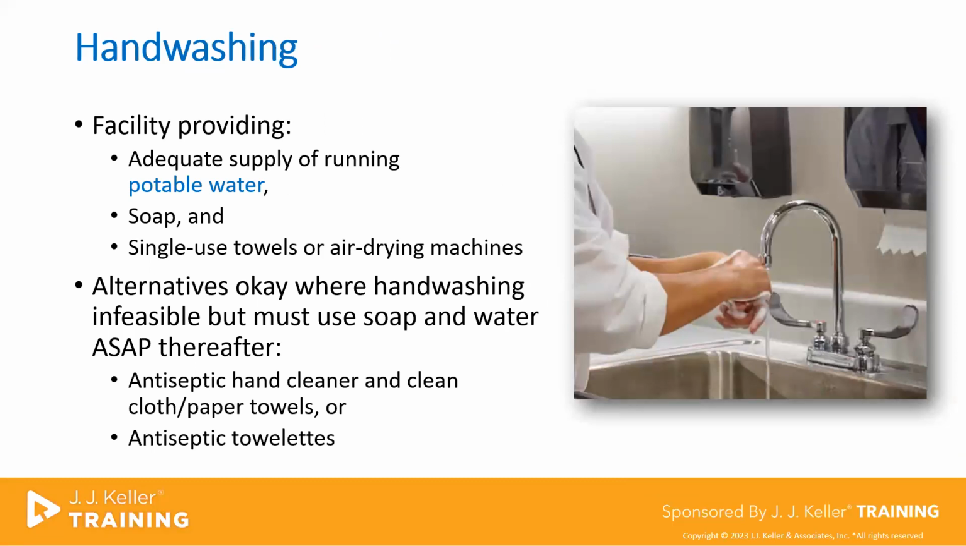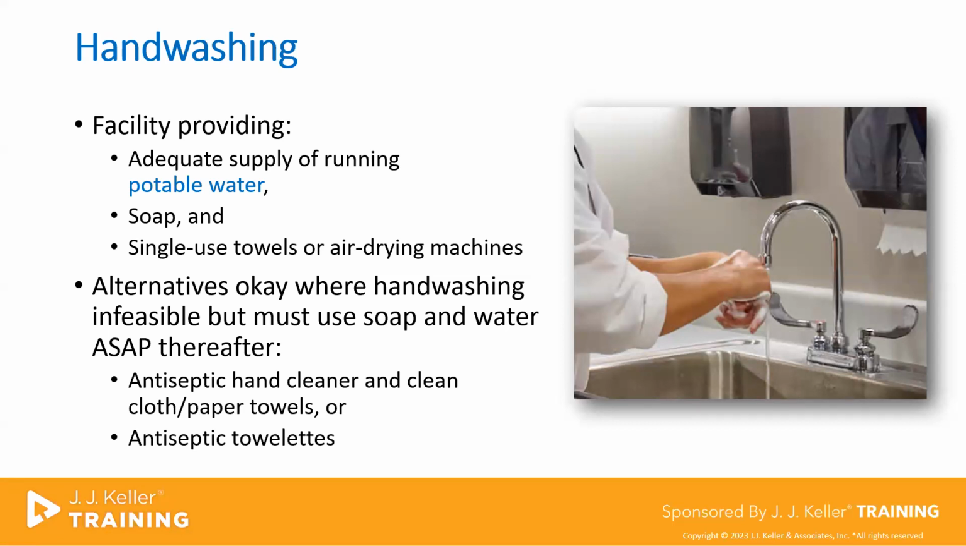Great, thank you, Rachel. So hand washing facilities need 3 things: an adequate supply of running potable water, soap, and single-use towels or air dryers. Potable water means water that meets the drinking water standards. Hand washing facilities must be readily accessible to workers, and that's because hand washing must be performed as soon as feasible to adequately flush contaminated material from the skin.